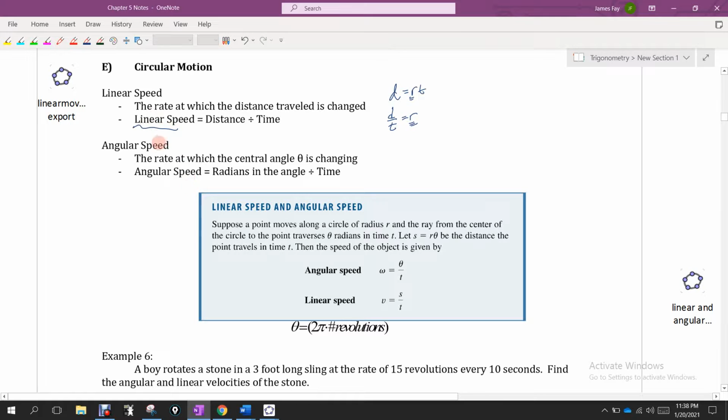Angular speed is the rate at which the central angle is changing. Angular speed is radians, the angle, divided by time. We're always going to do this in radians, so radians divided by time. So let me give you an idea of what we're talking about here.